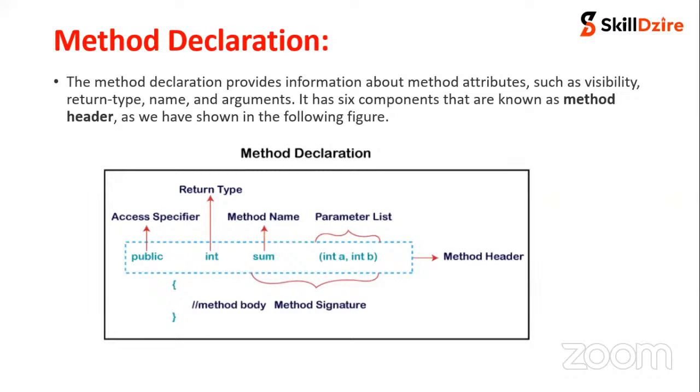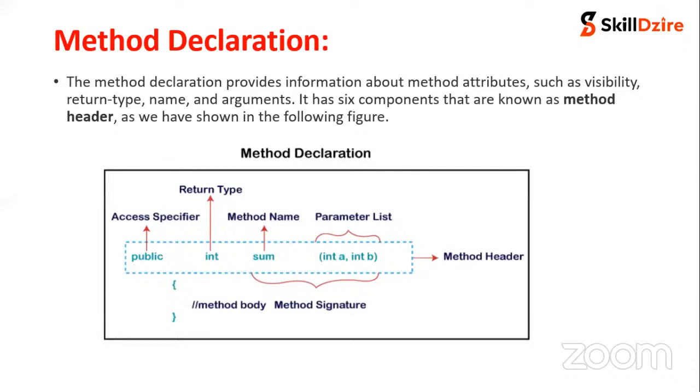Method declaration is the first part while writing the method. So the method declaration will provide information about all these things: the method attribute, what the visibility of that particular method will be, what the name of the method is, what that method is going to return, means the return type of the method, and what arguments that method will have. Arguments are actually an optional part, but the method declaration will combinedly contain all these things.